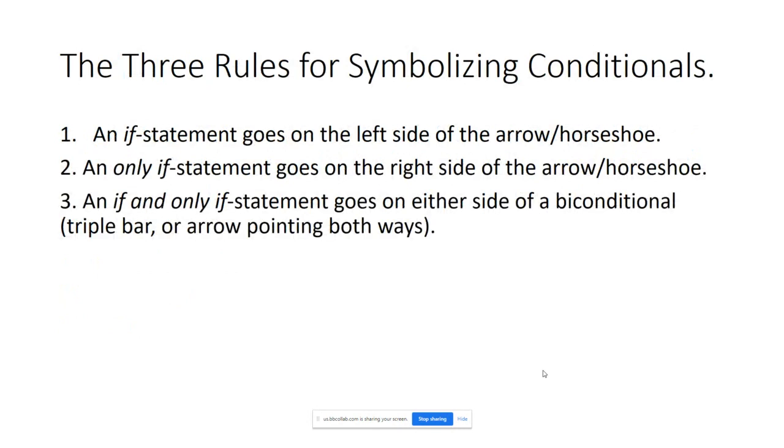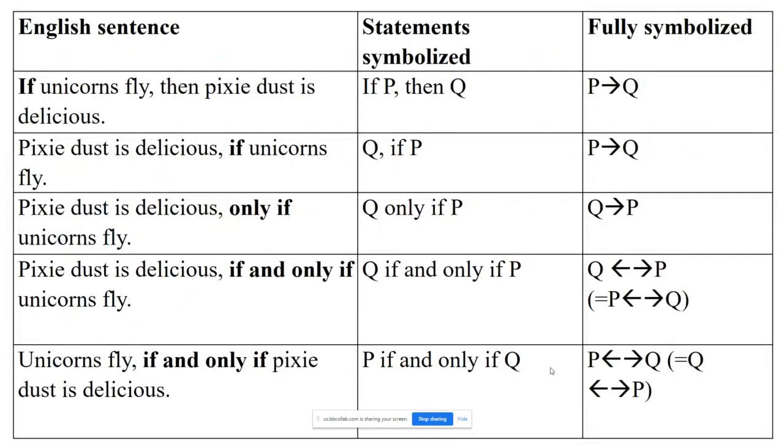Here's a summary of your 3 rules for symbolizing these kinds of statements. An if statement goes on the left side of the arrow. An only if statement goes on the right side of the arrow. An if and only if statement goes on either side of a biconditional or a triple bar. Okay. Here's a chart that walks you through all of it.